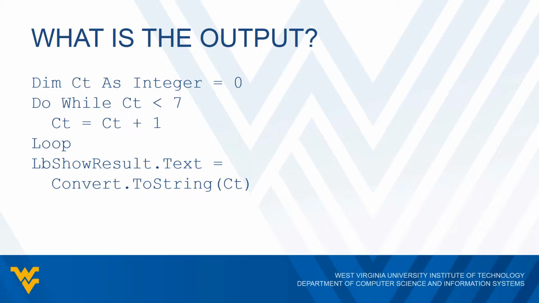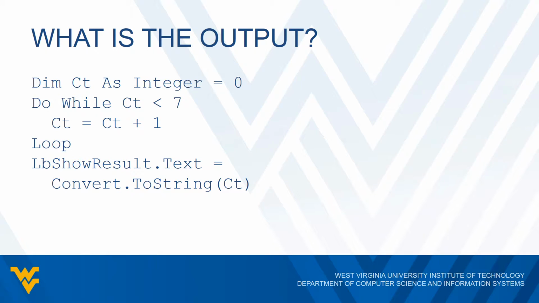So here we have an example of a do-while loop. We have CT, which is short for counter. It's an integer that's initially 0. We have a do-while loop that does some repetition. And then at the last line, we will convert our counter to a string and store that in a label that's going to display our result. So my question to you is, if you follow this code, what is going to be the output in this case?